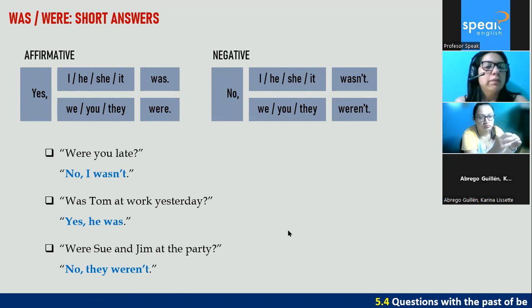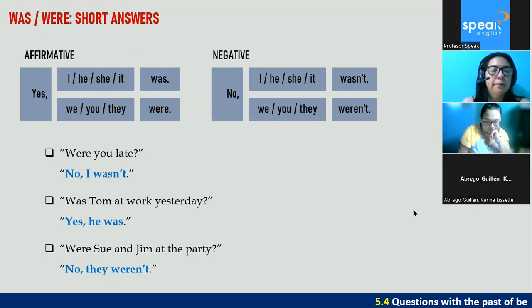You give a full answer. Hey, was Tom at work yesterday? Yes, Tom was at work yesterday. And I'm giving a full answer. Were Sue and Jim at the party? No, Sue and Jim were not at the party or weren't at the party. Pero la razón por la que nosotros tenemos respuestas cortas o short answers en inglés es porque no queremos estar repitiendo lo mismo otra vez, ¿verdad? Entonces, ¿qué es más común, Marcela? ¿Las short answers o las long answers? Short answers son más comunes, ¿verdad? Las respuestas cortas, ¿ok?